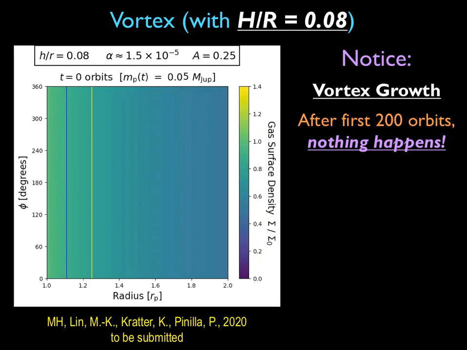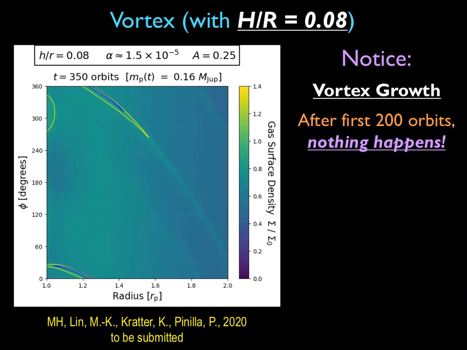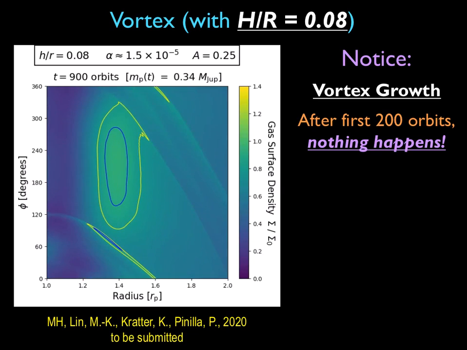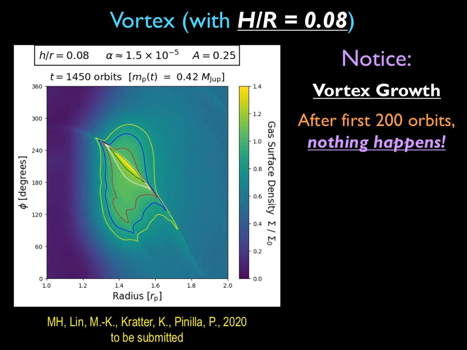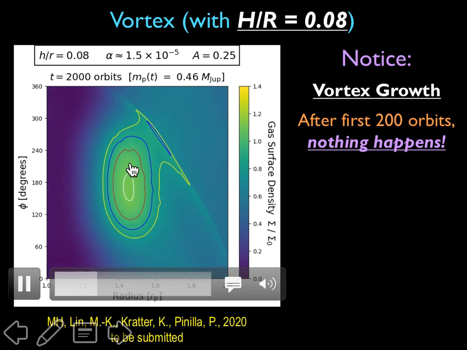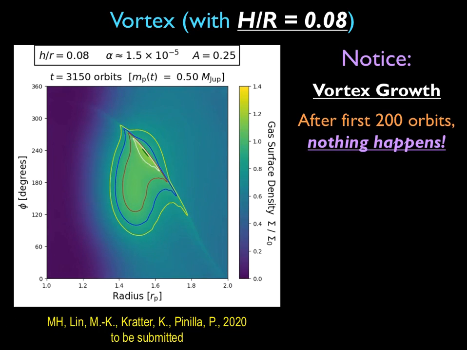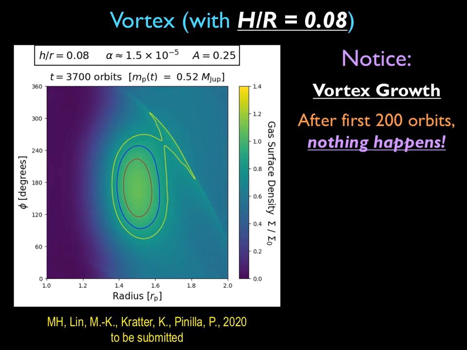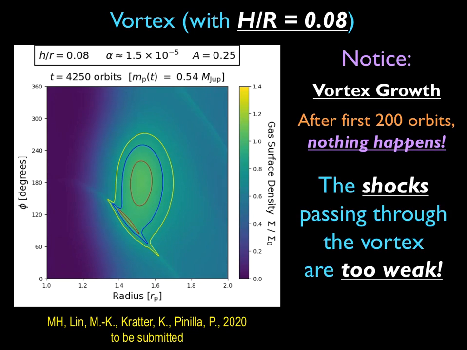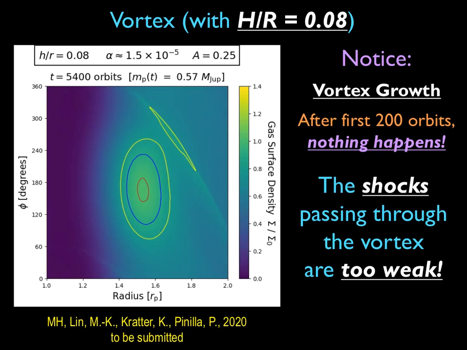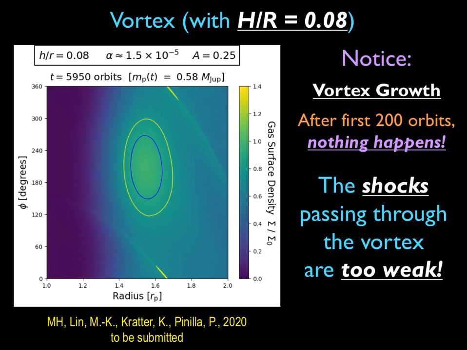Now if we increase the h over r to a very high 0.08, then the vortex hardly changes after it forms. Now it does decay, but you can see that it happens very slowly. And the vortex survives for thousands of orbits because the shocks from the planet's spiral waves are too weak to dissipate it. As a result, the vortex never spreads into a ring, and the vortex is still alive at the end of this movie.